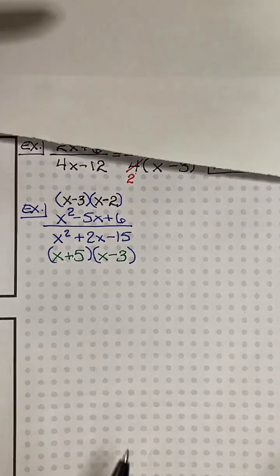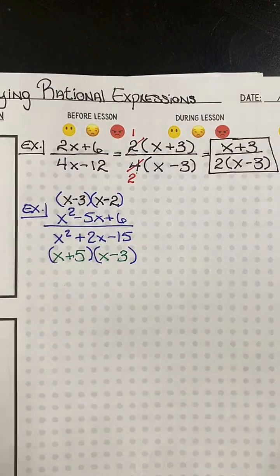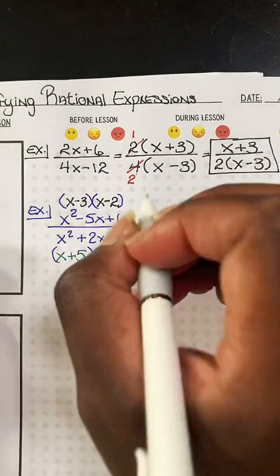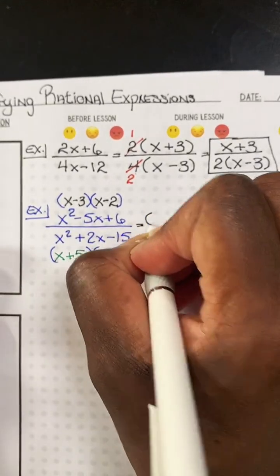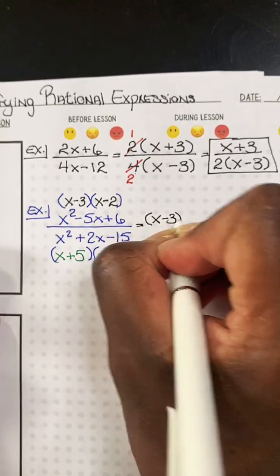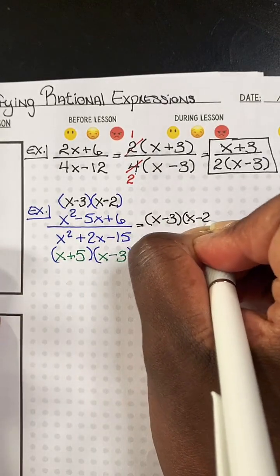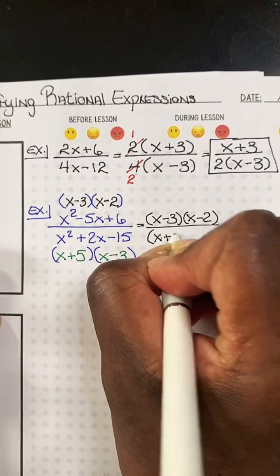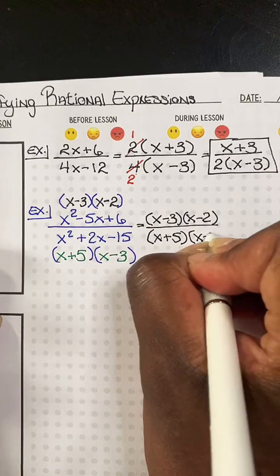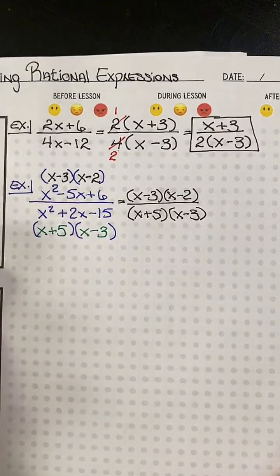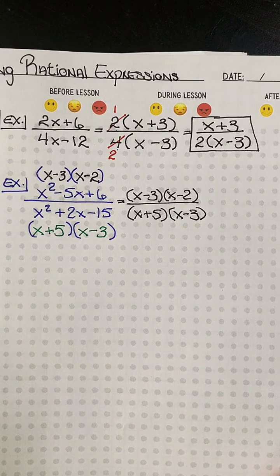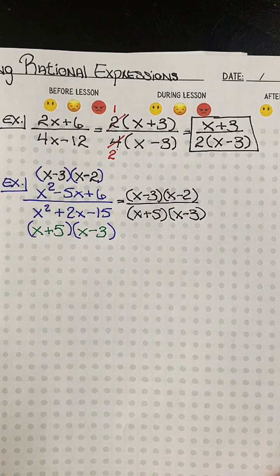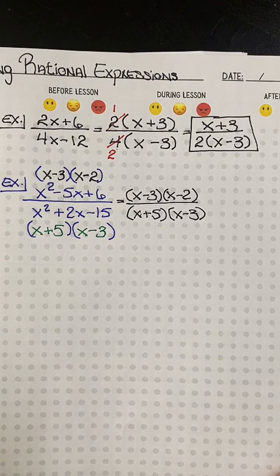Now, take a look. And if you want, I'll even rewrite it for you. All right? So we have x minus 3 and x minus 2 for our numerator. And then we found x plus 5 and x minus 3 for our denominator. What do you notice? What do you notice? Okay, but what do you notice?